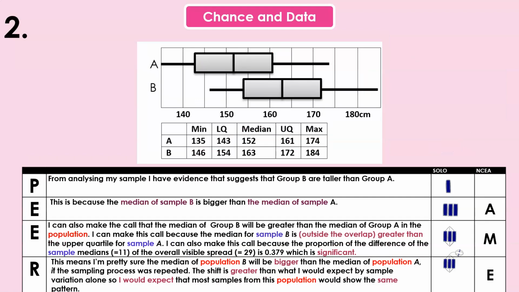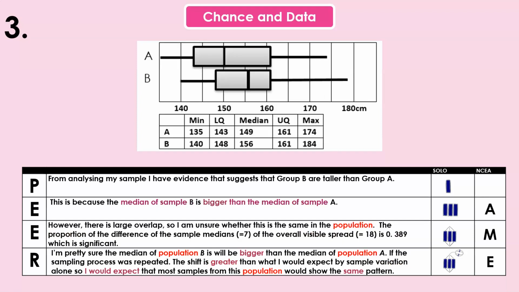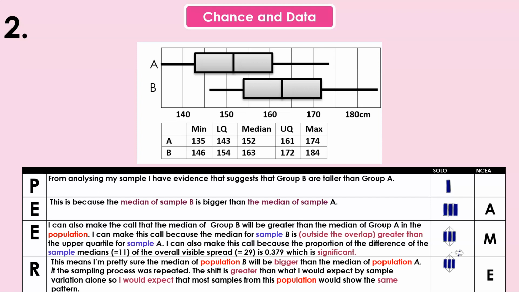All right. So another scenario, you can see we're slightly closer together now. So we can go through that calculation again. You've got the medians, you've got the lowest lower quartile, which is in A, the highest upper quartile, which is in B. So again, the median of B is higher than the median of A. From analysing my sample, I have evidence that suggests that group B are taller than group A. This is because the median of B is bigger than the median of sample A.